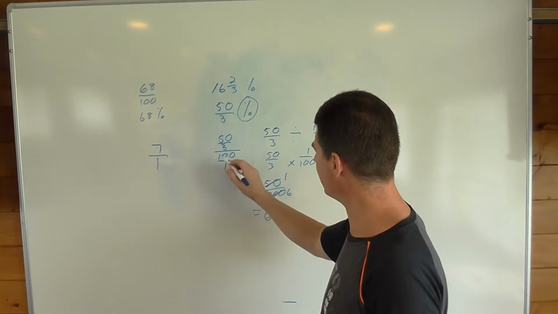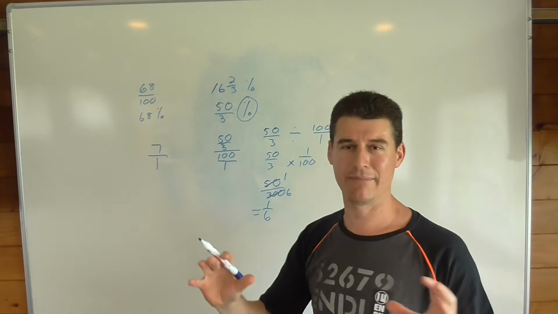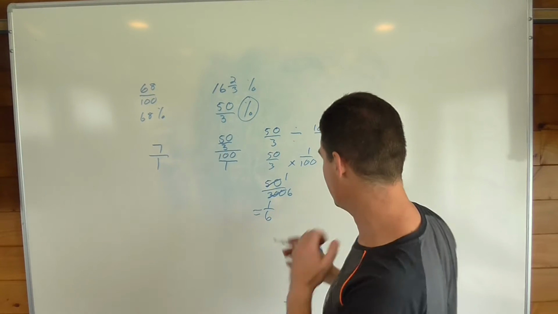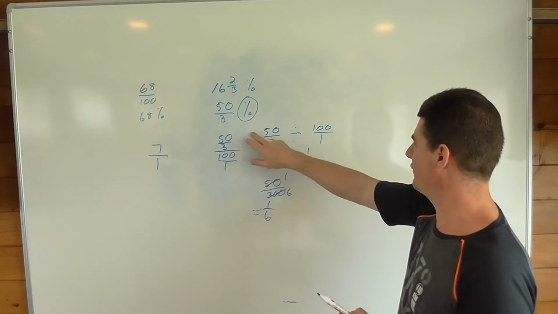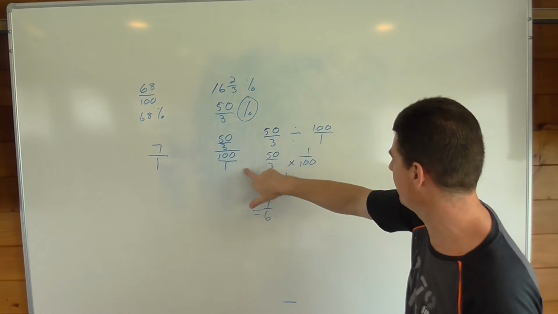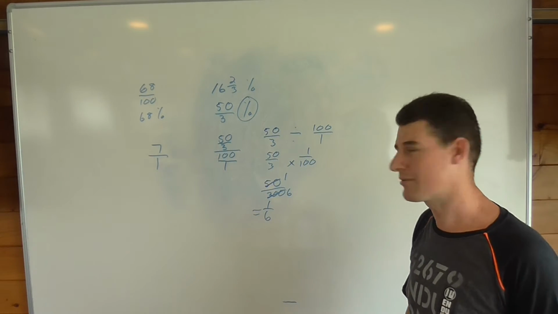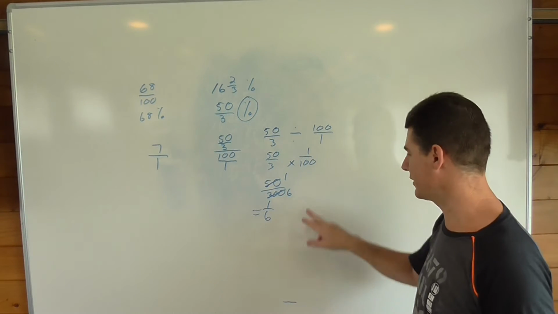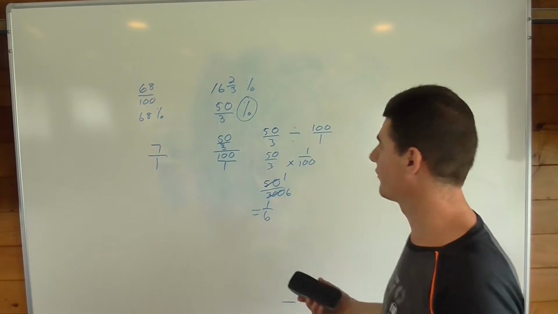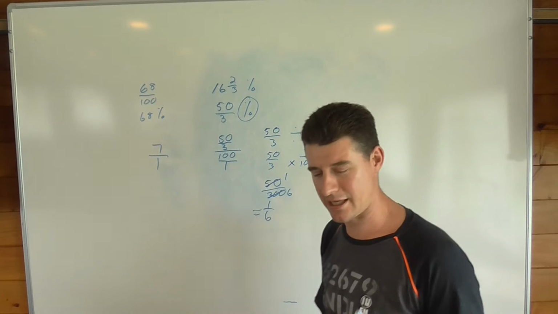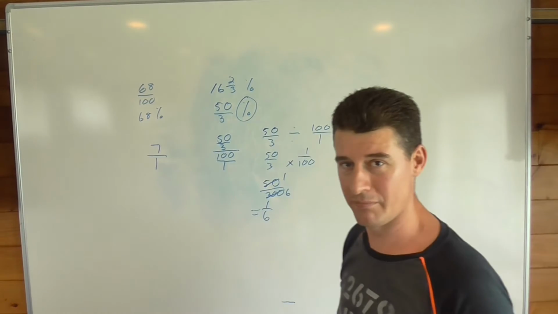And that 50 over 3% is like saying 50 over 3 out of 100, which is the same as saying divided by 100. And that whole number can be written as 100 over 1. So it's 50 over 3 divided by 100 over 1, and then we just swap it and multiply it, and that's how we work with it. But remember, always bring it into its simplest form.